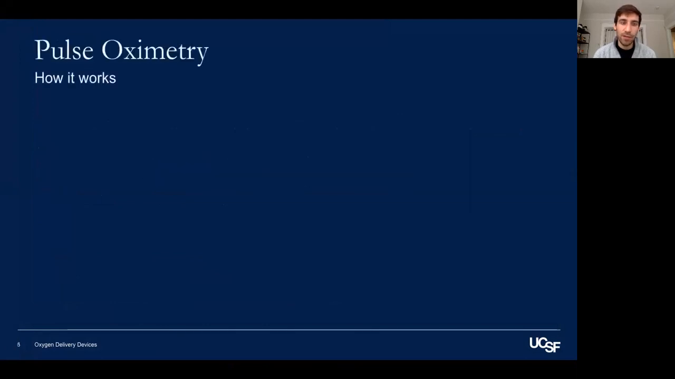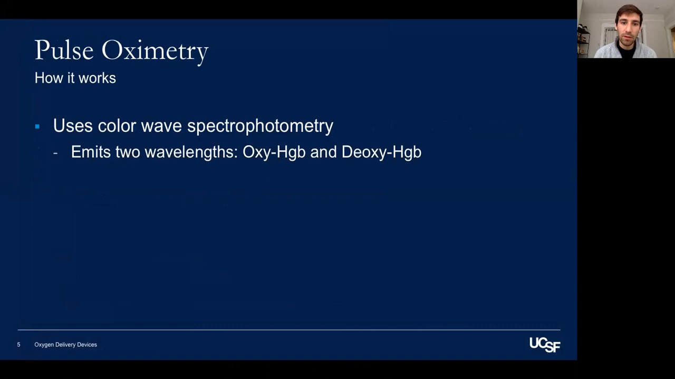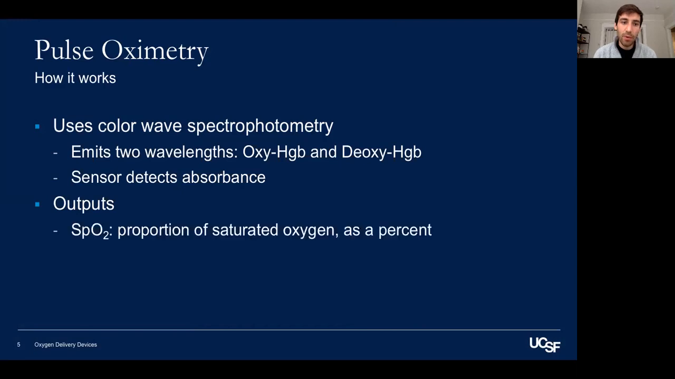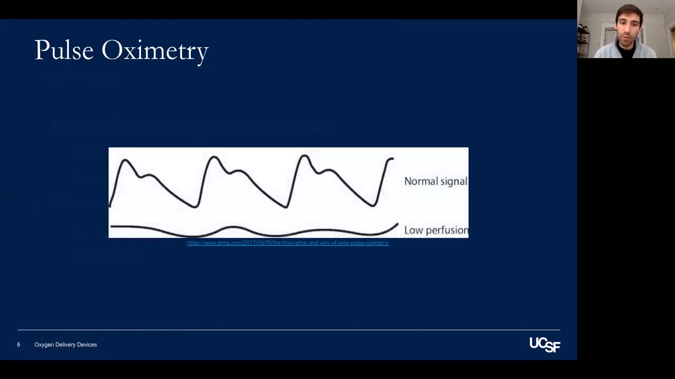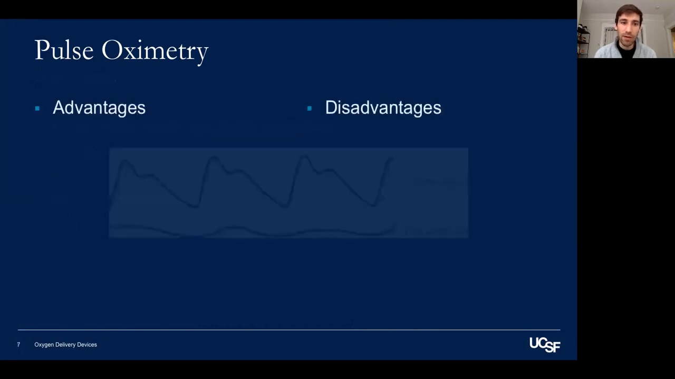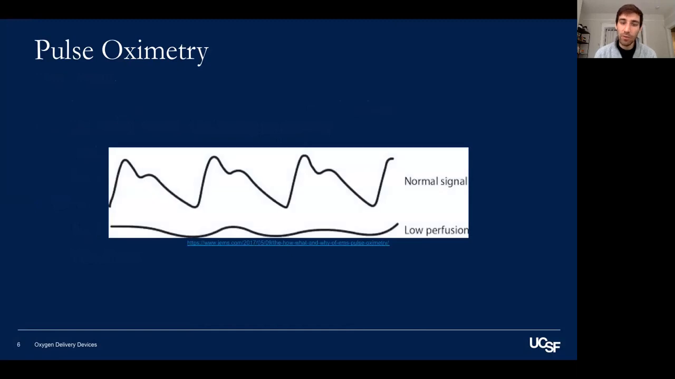First is measuring oxygenation. The most common way we do this is through pulse oximetry, which uses color wave spectrophotometry. It emits two wavelengths, one for oxygenated, one for deoxygenated hemoglobin, and the sensor detects the absorbance. The outputs are SpO2, which is a percentage of the oxygenated hemoglobin, and a waveform. Waveforms here, the top one shows a dicrotic notch, which is an adequate perfusion, adequate signal. And the bottom one is low perfusion, which often indicates that the probe needs to be replaced or repositioned.